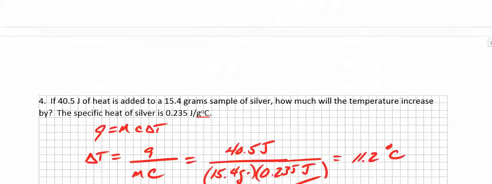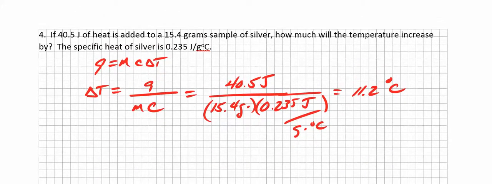Number 4 says, if 40.5 joules of heat is added to a 15.4 gram sample of silver, how much will the temperature increase by? The specific heat of the silver is 0.235 joules per gram per degree Celsius. Again, very simple. Use the formula Q equal mc delta T. This time we're looking for how much the temperature increase will be. So we're going to solve for delta T. So Q divided by m divided by C is equal to change in temperature. Just plug in now.